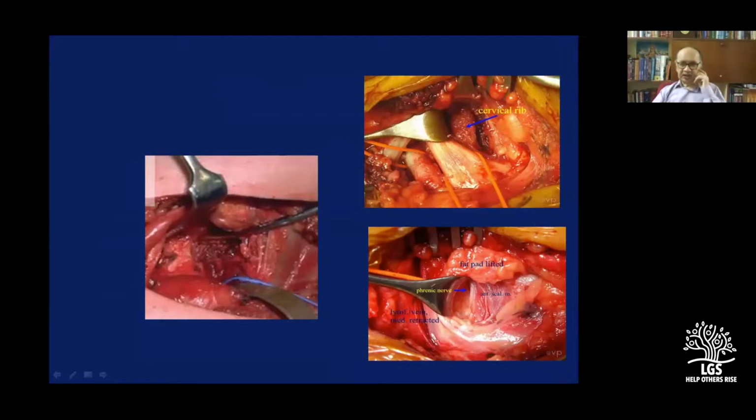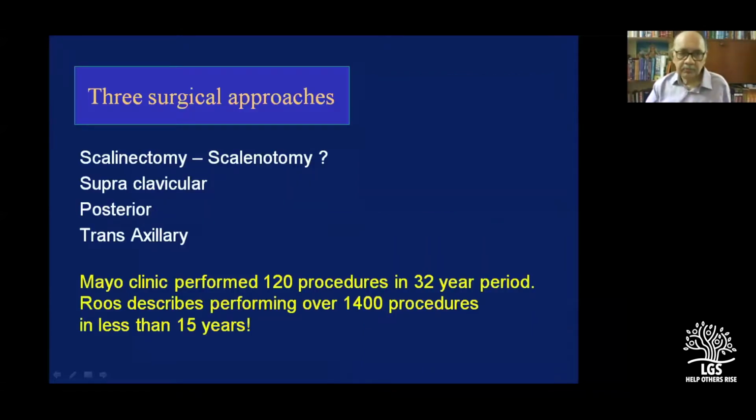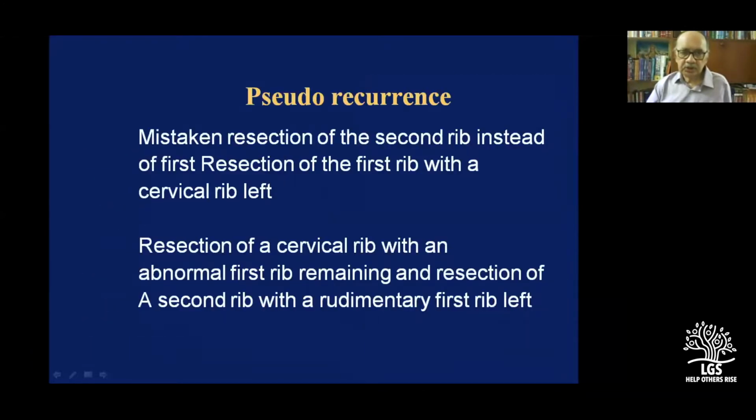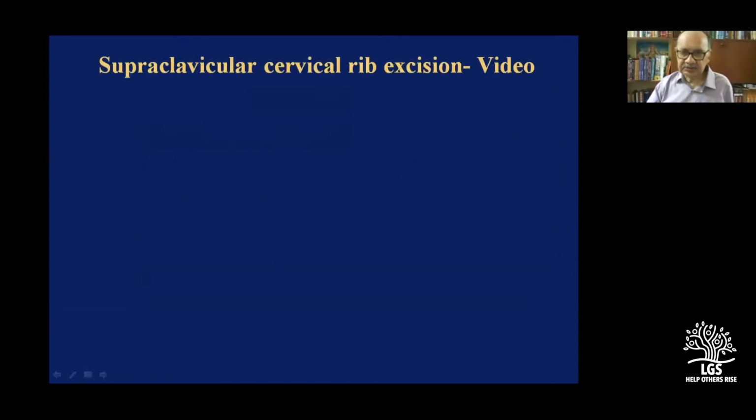Cervical rib and the tendon of scalenus anticus are identified in this picture. Pseudo recurrence: mistaken resection of the second rib instead of the first rib, leaving the first rib with the cervical rib. Resection of the cervical rib is an abnormality, the first rib remaining, and resection of the second rib, rudimentary first rib, is done. Pseudo recurrence. We'll see the supraclavicular cervical rib excision. The video must be available. We'll see.